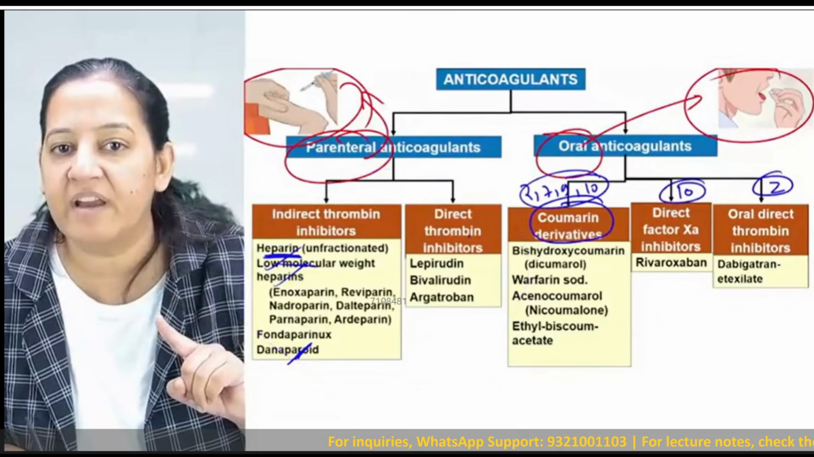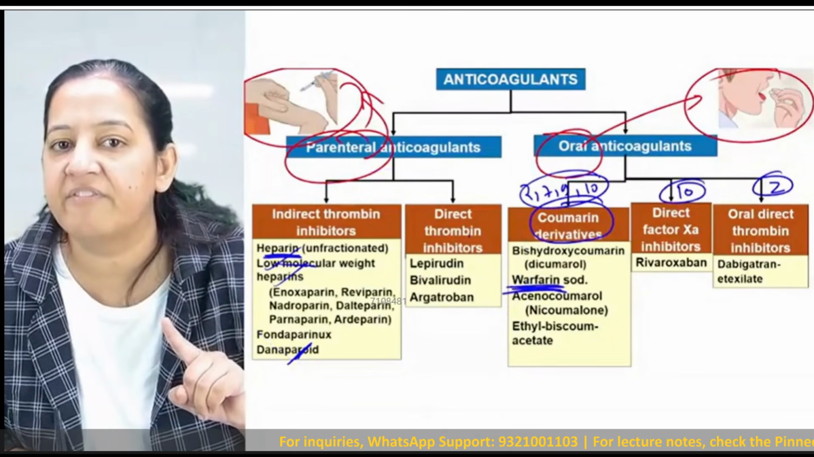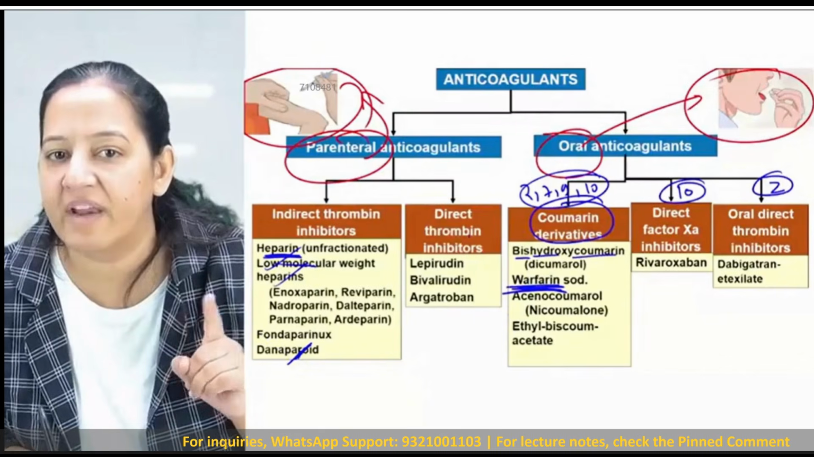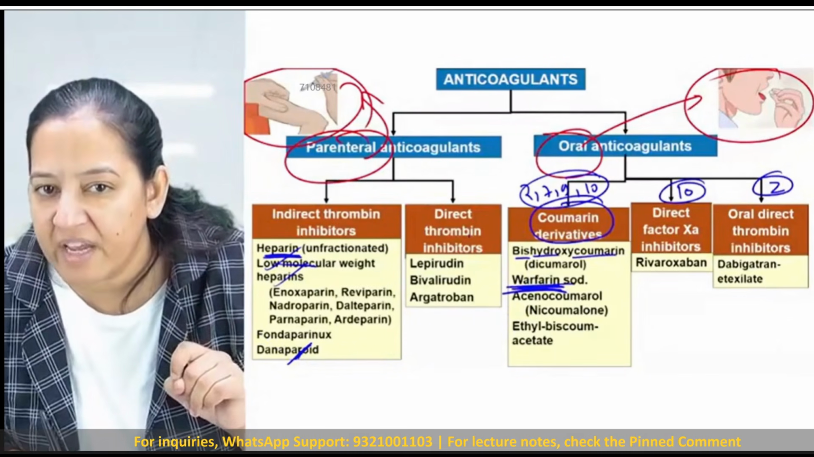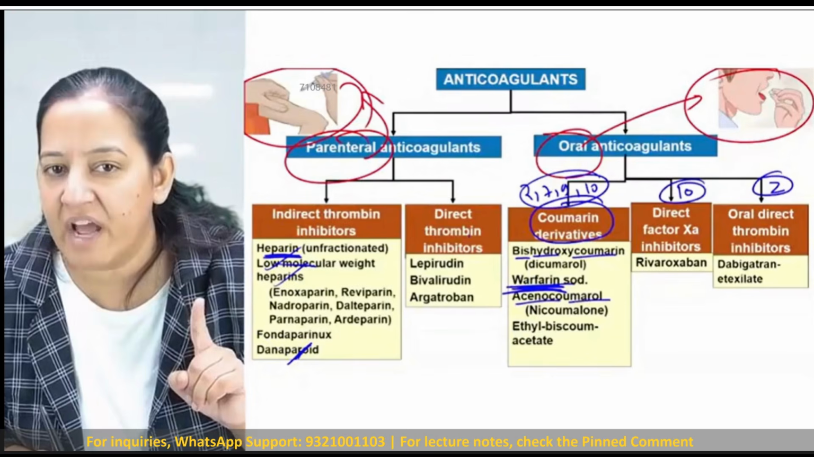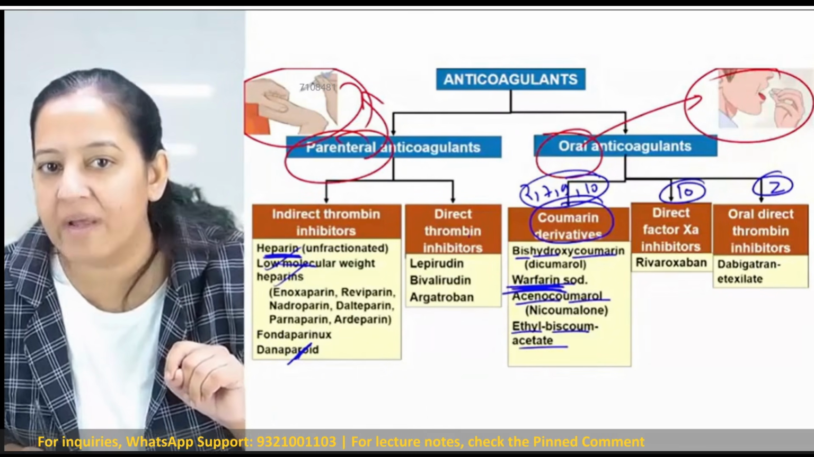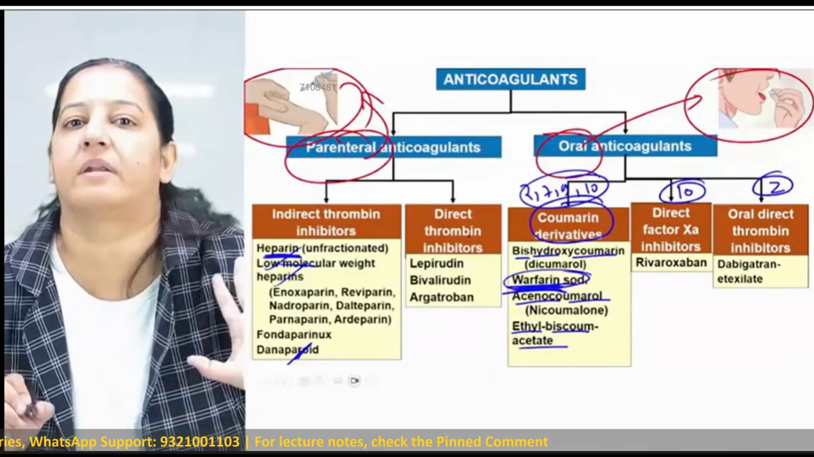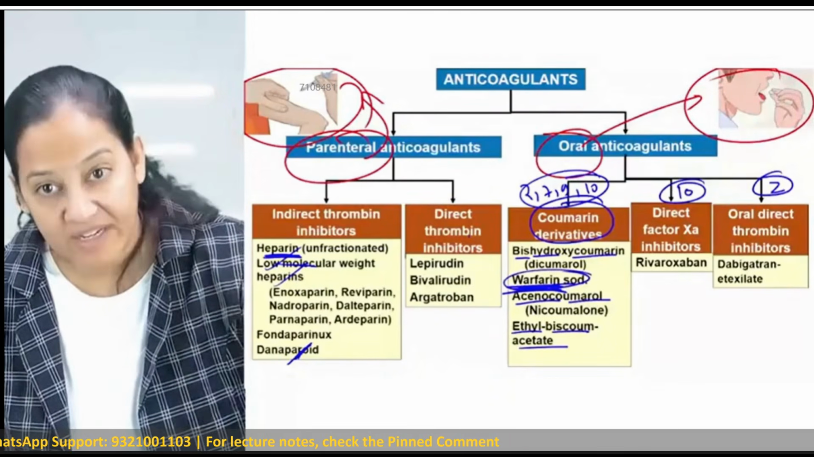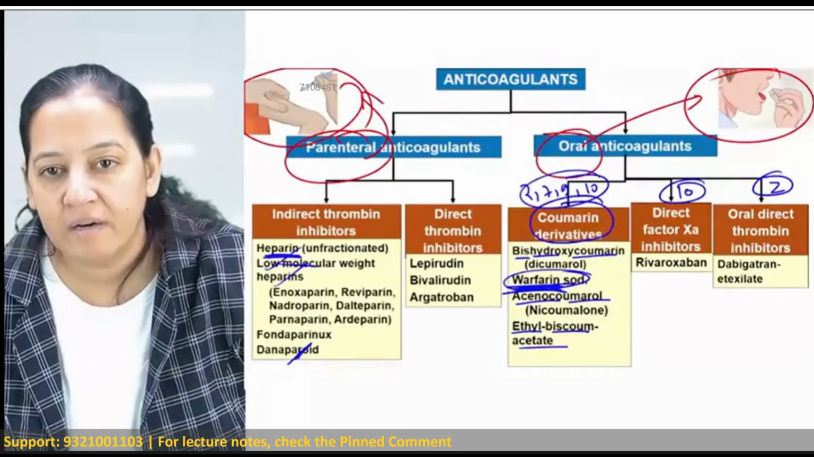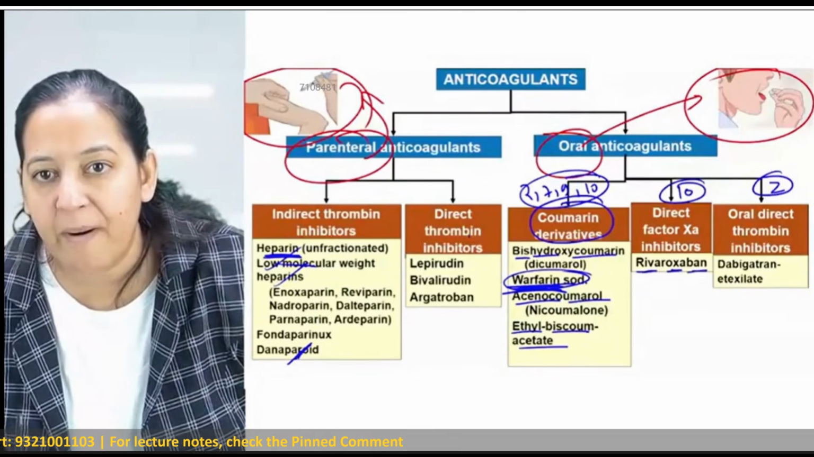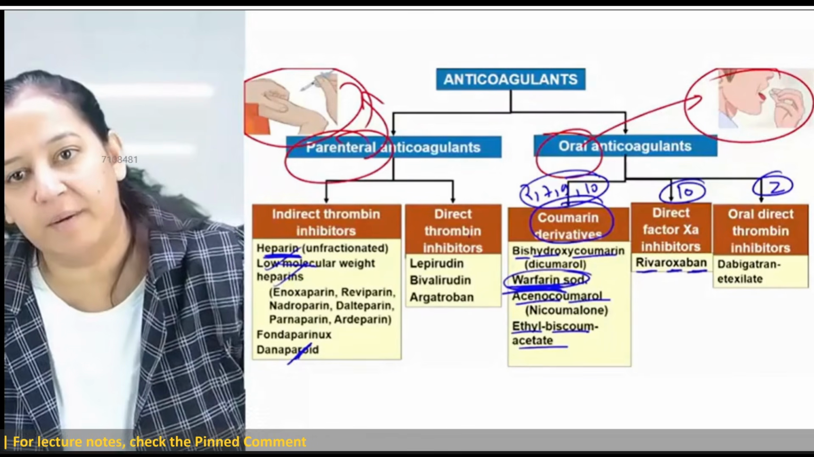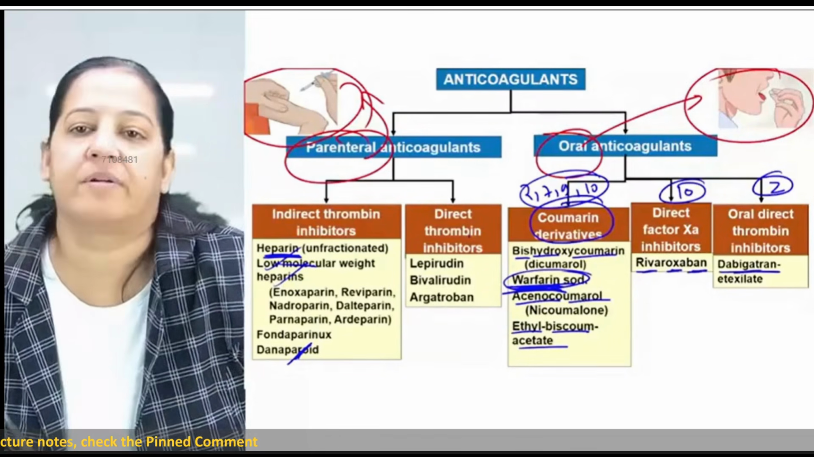In the 2, 7, 9, 10 inhibitors we have warfarin, bis hydroxycoumarin, acenocoumarol, and ethyl biscoumacetate. So you have to learn these names. The prototype, if you want to learn, is warfarin. If you want to learn all, very good. The direct factor 10 inhibitor is Rivaroxaban, and the direct factor 2 inhibitor is Dabigatran.